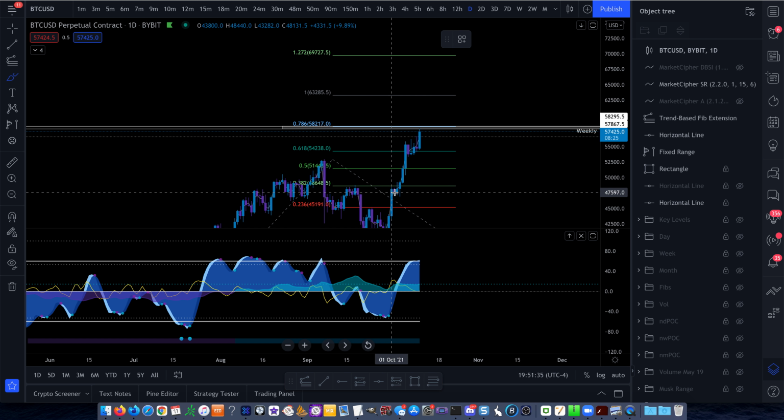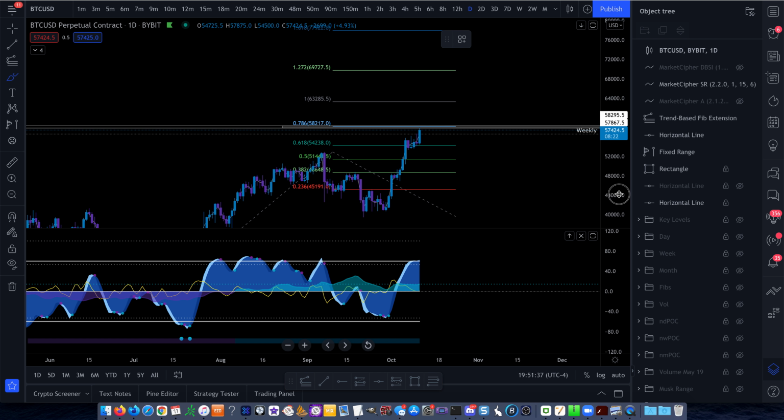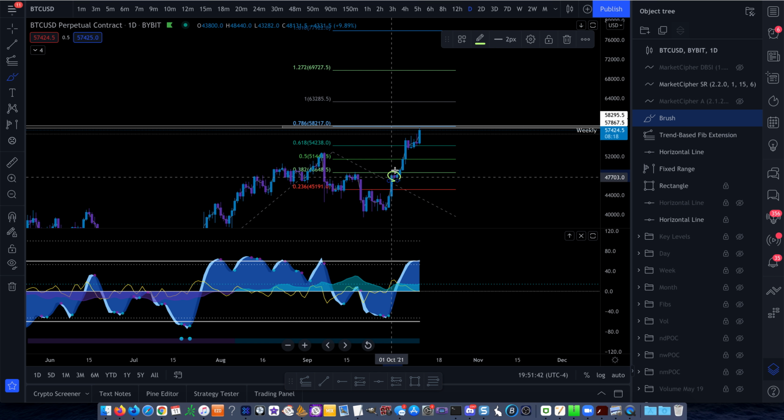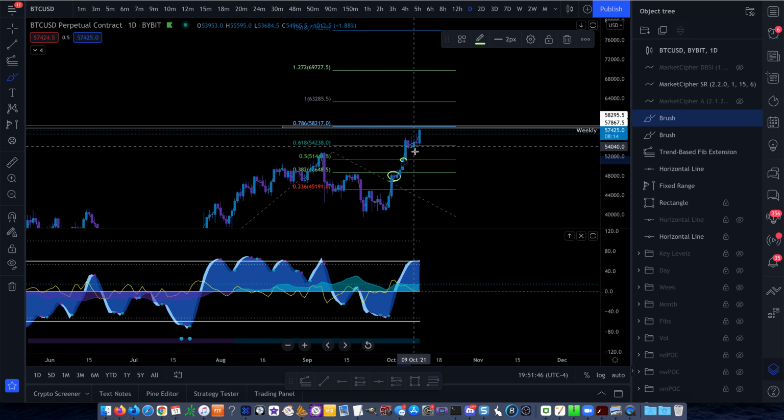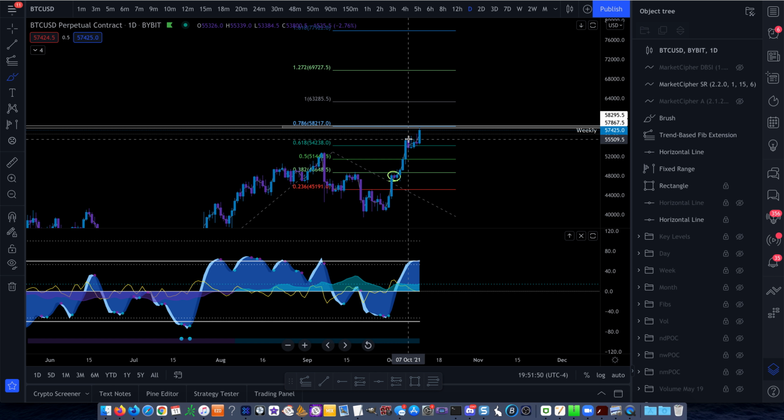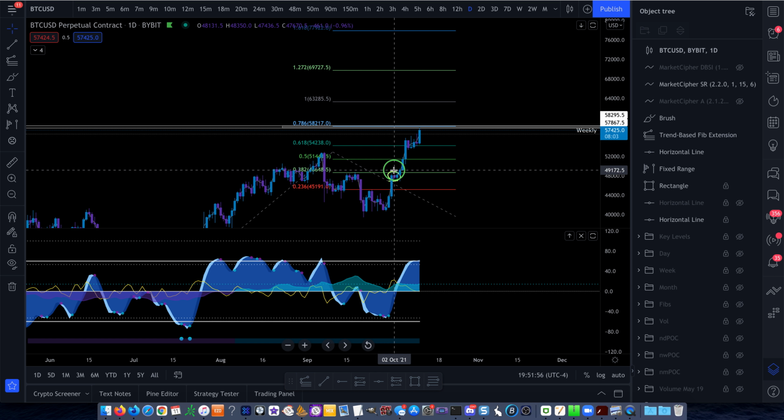Look at what happens when we come to the 0.382 level right here. We do get a reaction here. When we come to the 0.5 level, we do get a reaction here. When we come to the 0.618 level, we absolutely get a reaction right here, right? We come up above it, we lose the level, we come above it, we lose the level, we come above it. It takes a while, it takes a few days before we're able to come above that level.